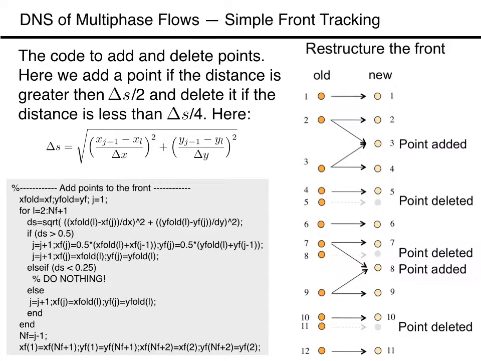The code to accomplish this is relatively straightforward and consists of only a few lines. In the first line, we copy the vectors holding the x and y coordinates of the front into temporary files called xold and yold. We then loop over the old points, checking the distance between the last new and the next old point. If the distance is too large, we add a point. If it is too small, we don't copy the point and move on. If neither of those hold, that is, the distance is neither too large or too small, we copy the old point over. In the last line, we set the ghost point.